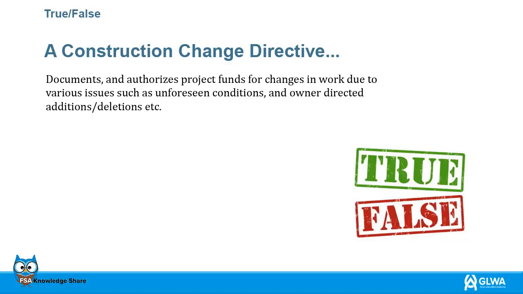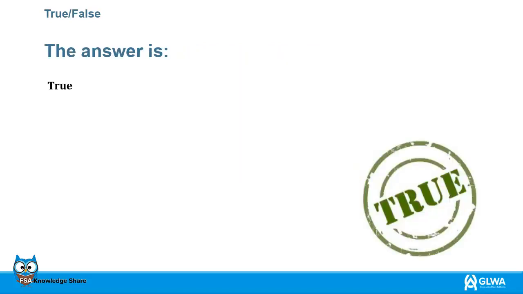Let's see what you remember about a Construction Change Directive. On this slide is a true-false question. Does a Construction Change Directive document and authorize project funds for changes in work due to various issues, such as unforeseen conditions and owner-directed additions/deletions? Is this true or false? How would you answer this question? The answer is on the next slide. The answer is true. Did you get it right? If not, you may need to watch this presentation again.